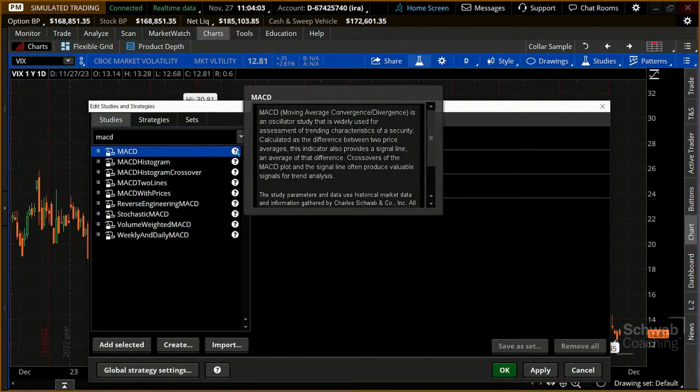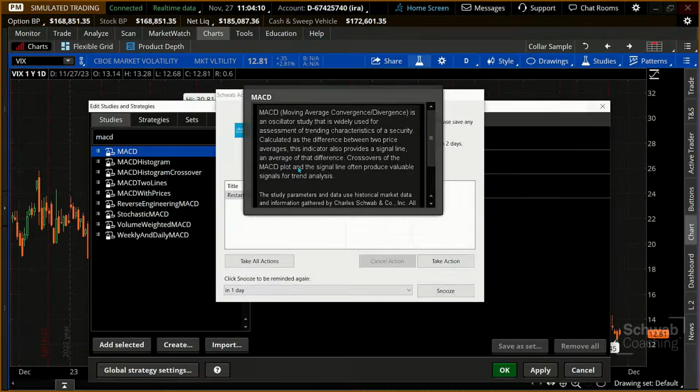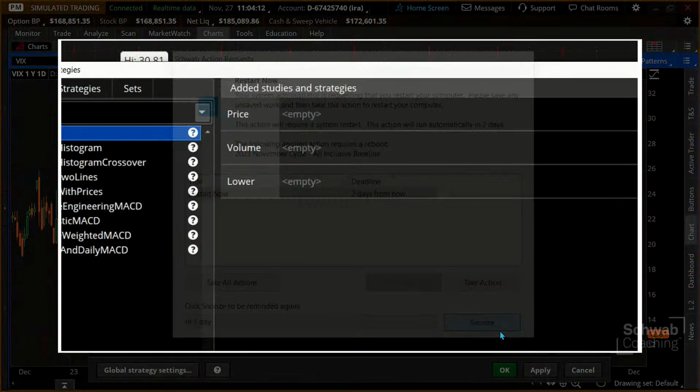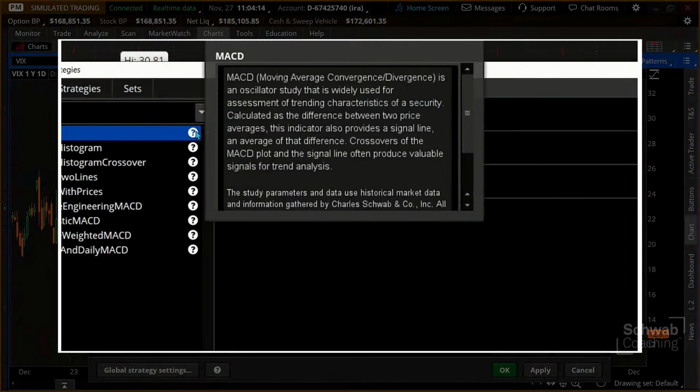If we click on the question mark, it tells us it's an oscillator study that really is looking at momentum, okay? Where does the price close? Where does the price close in relationship to the highs and or lows? So I think of it as a momentum indicator, okay? And it stands for moving average convergence divergence.